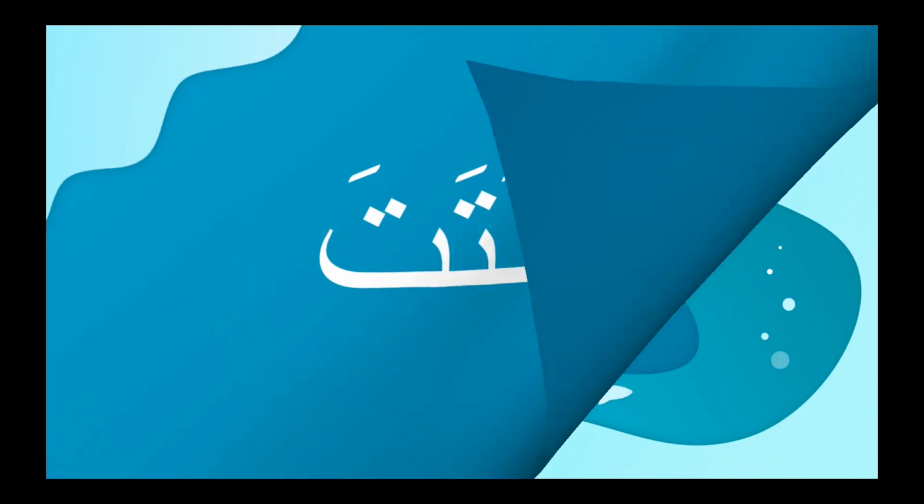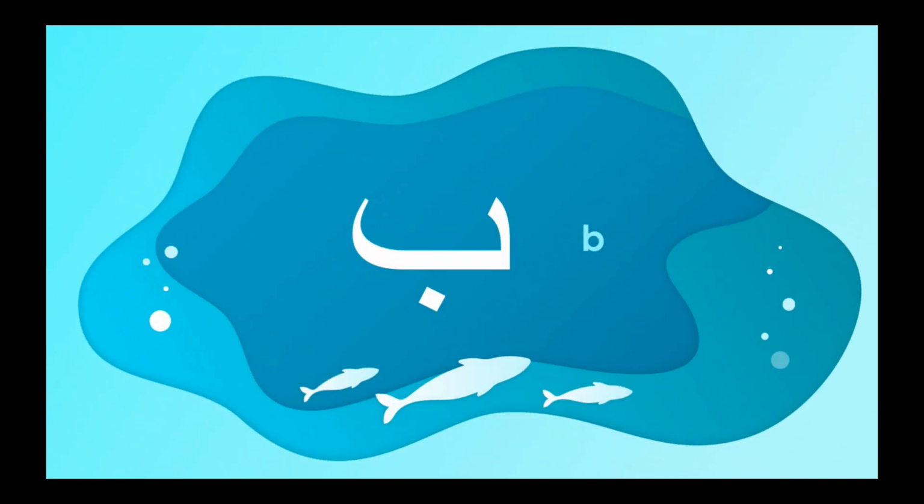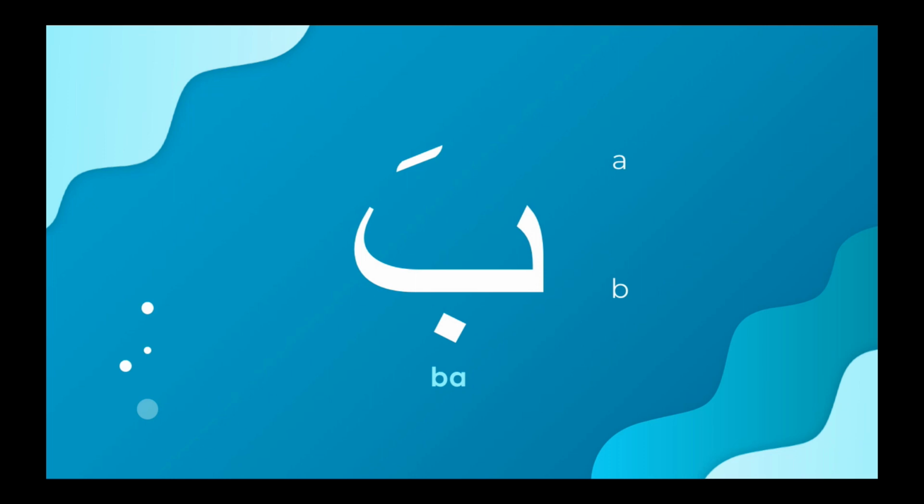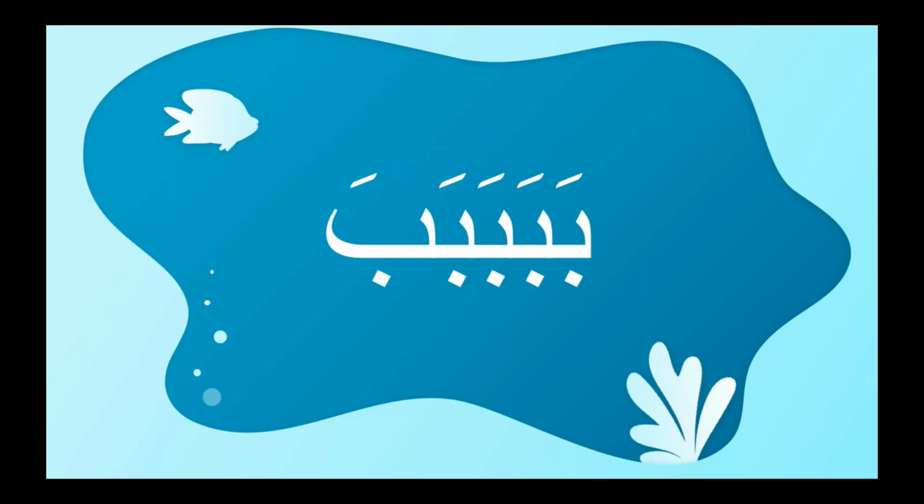Let's move to our next wave letter, which has one dot below it. The letter Ba. The dot below it, Ba. The letter Ba makes the B sound. Ba, B. Ba Fatha, Ba. Ba, ba, ba, ba, ba.